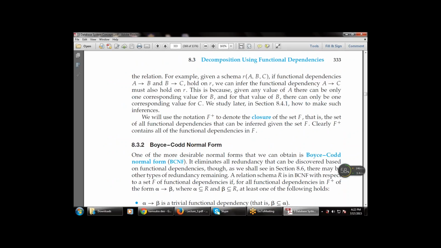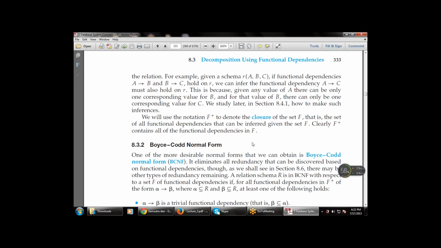We have also discussed the meaning of the various normal forms, and the next normal form that we have studied is the BCNF, the Boyce-Codd normal form. One of the desirable normal forms that we can obtain is the Boyce-Codd normal form, that is, BCNF. It eliminates all the redundancies. Every redundancy that can be discovered based on the functional dependencies is eliminated or removed in BCNF.